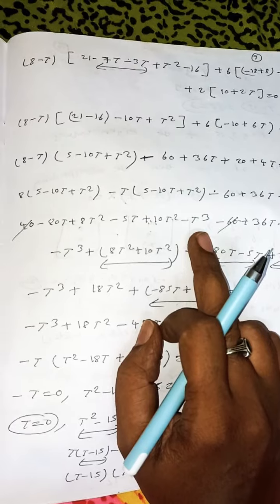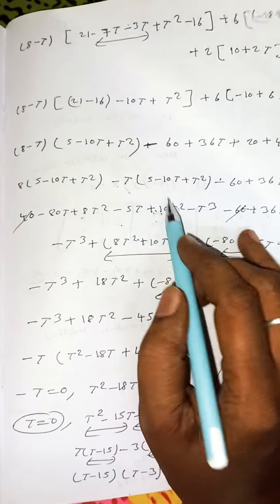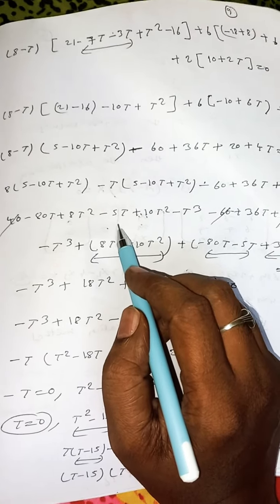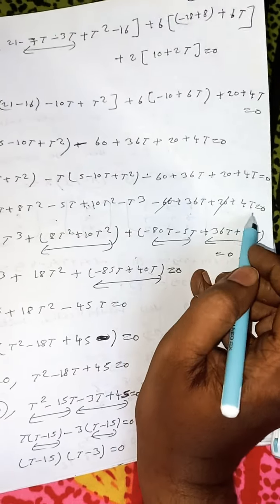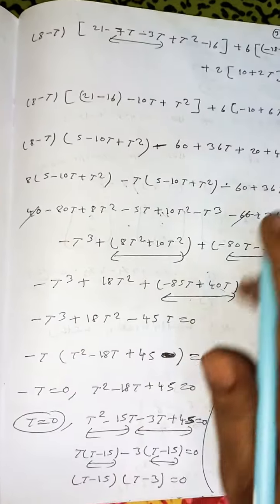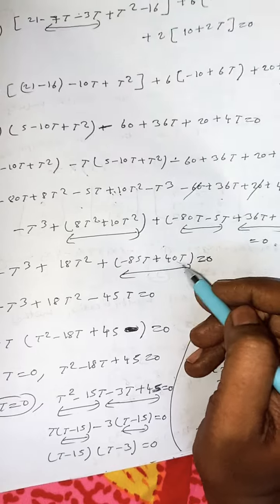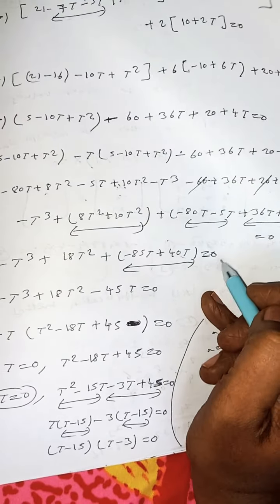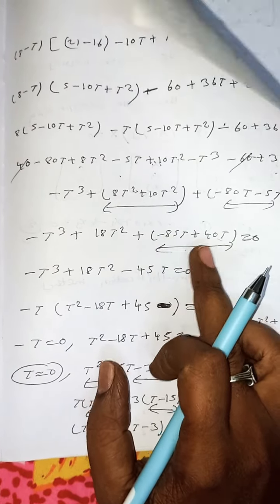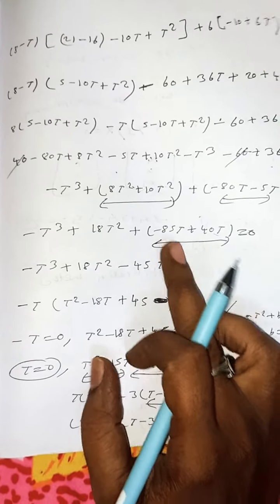Now write like terms, so minus lambda power 3, plus lambda square terms separately, 8 lambda square plus 10 lambda square, plus lambda terms minus 80 lambda minus 5 lambda plus 36 lambda and 4 lambda in one bracket is equal to 0. So here minus lambda cube plus 18, so 8 plus 10 is 18 lambda square, here minus 80 minus 5 is minus 85 lambda, here 36 plus 4 is 40 lambda is equal to 0. Now the first two terms I wrote as it is, so minus 85 plus 40 is minus 45. Why? Because here the bigger number has a negative sign.